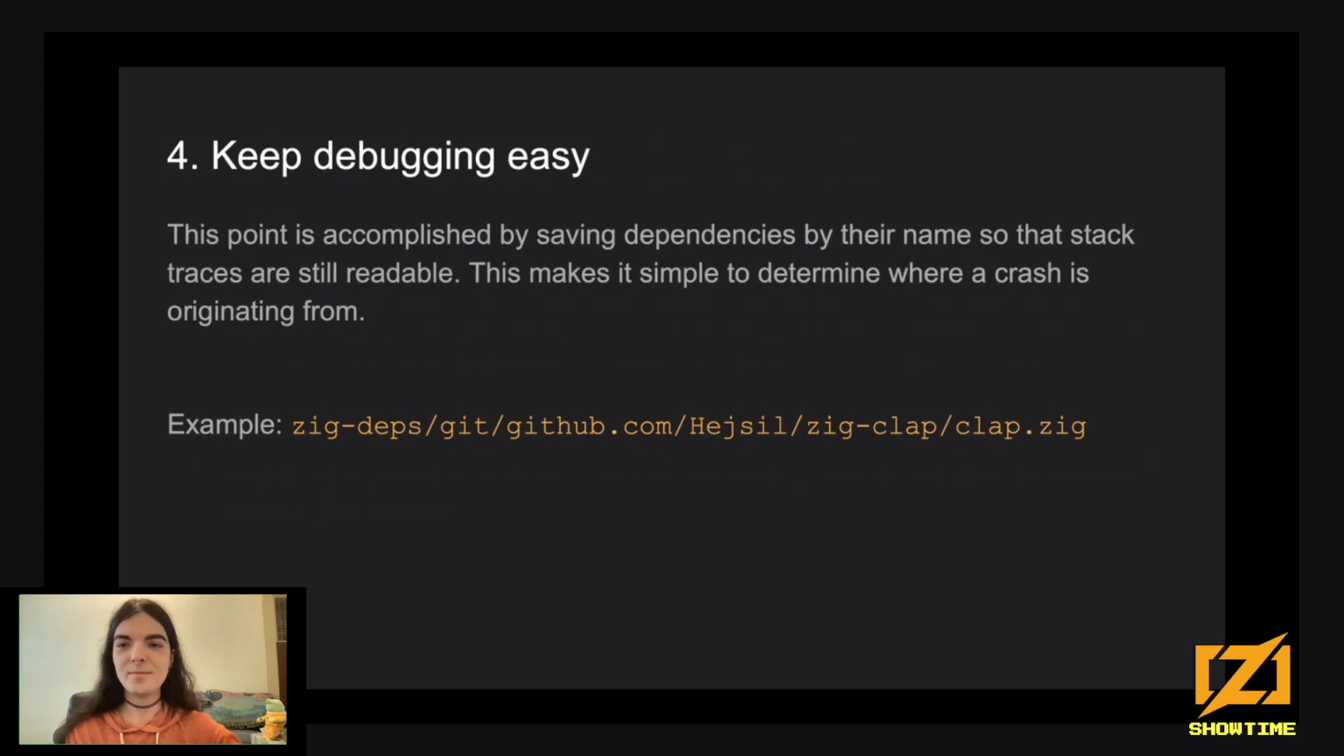Another big thing I tried to do was keep debugging as easy as possible. When you fetch dependencies, it saves them in a folder based on the path that they're stored at. That way, if you have a stack trace and you get an error, and it went through a dependency or is in the dependency itself, you know right away where it's coming from.